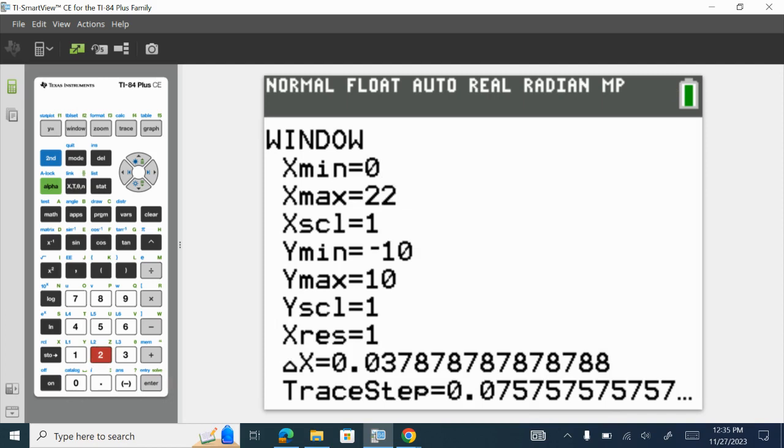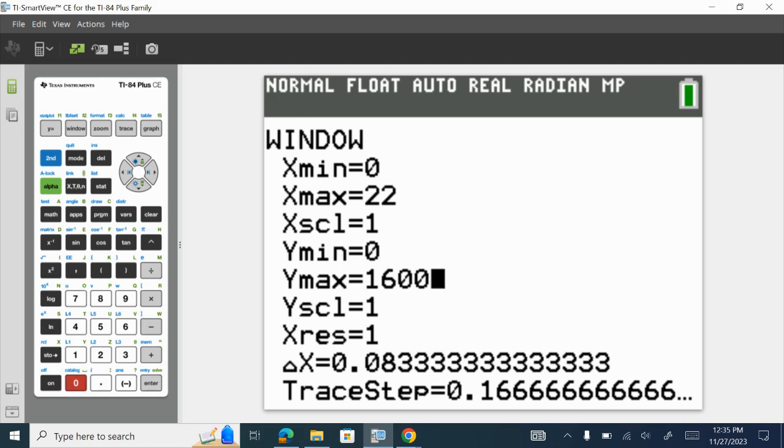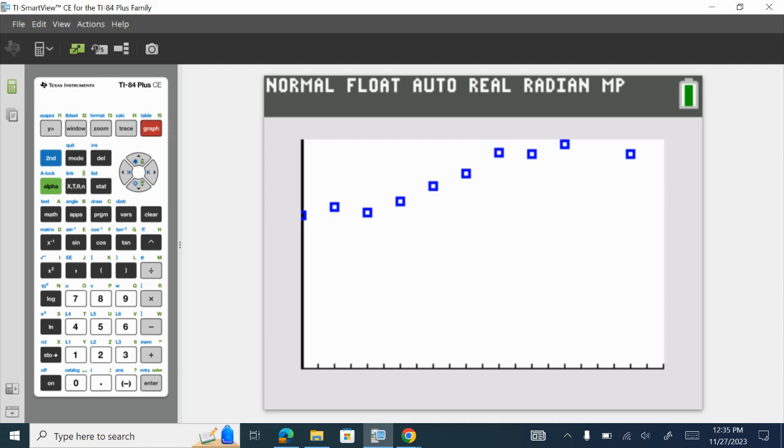Okay. My y's, nothing is negative. What's the highest number? 1568. So let's go to about 1600. There we go. So my x's go from 0 to 22. My y's are going from 0 to 1600 because it makes sense with the table that was given to me. Now push graph. Now you should see your points. And it looks something like that.